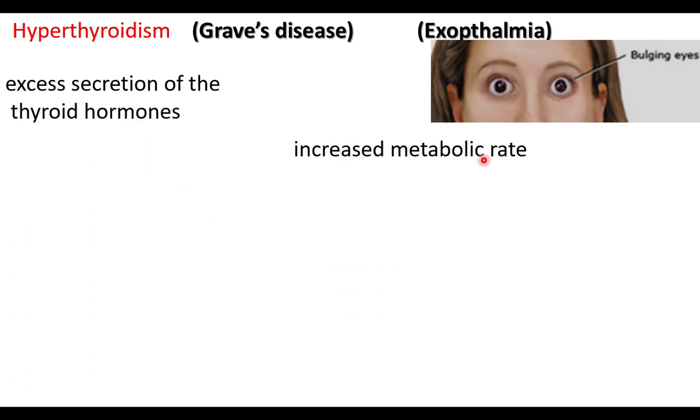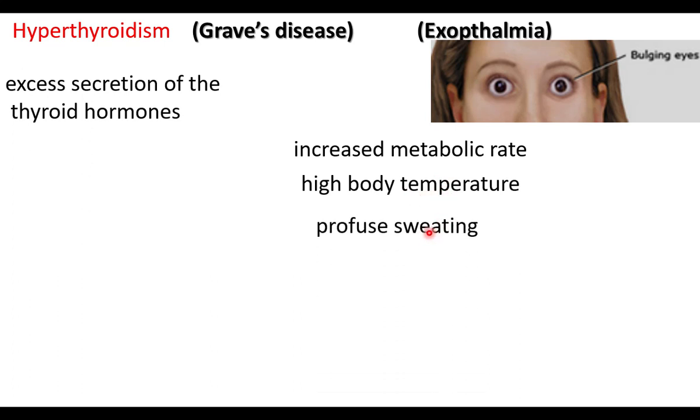Increased metabolic rate. This hormone is related to maintenance of normal metabolic rate. When the hormone secretion is more, the metabolic activities also increase. When the metabolism is increased, the body temperature will increase. When the body temperature increases, sweating will increase, profuse sweating. And when the body is metabolically active, more energy will be used by the body, so they will not be active. Loss of body weight and nervousness.